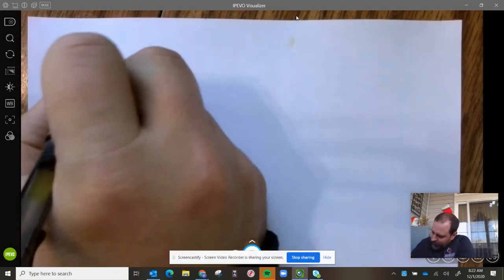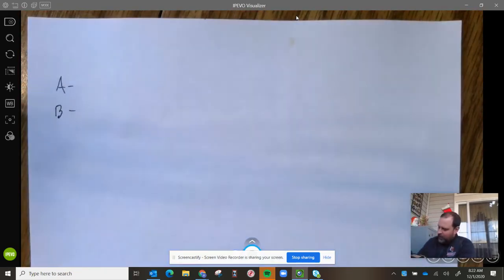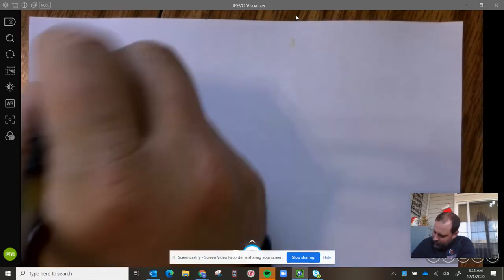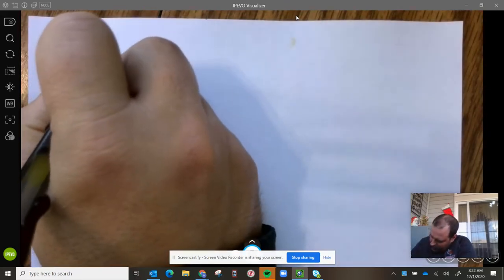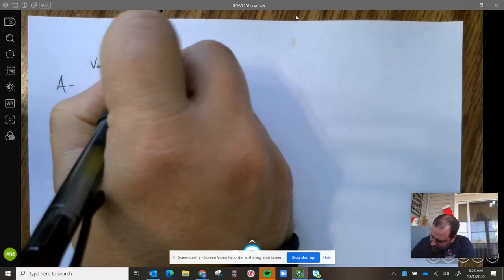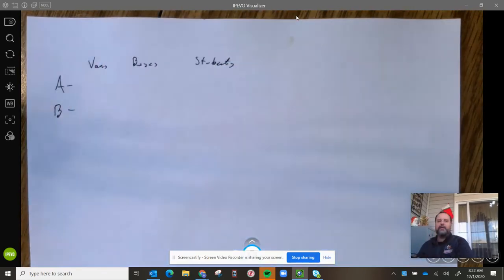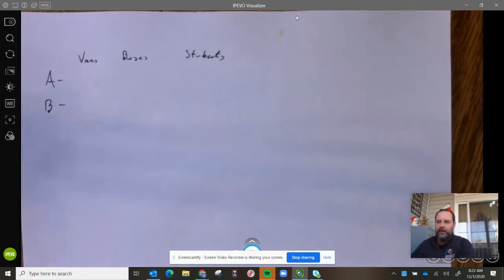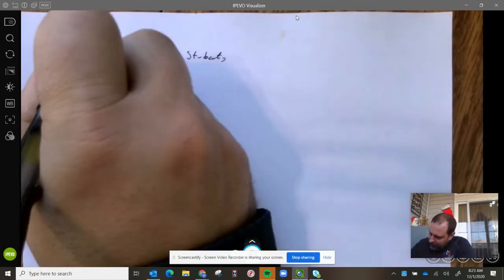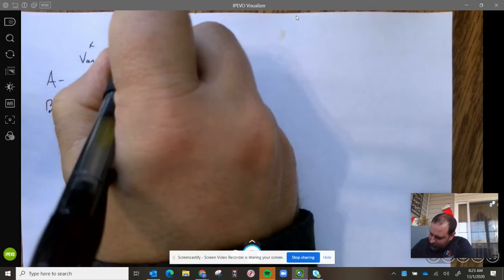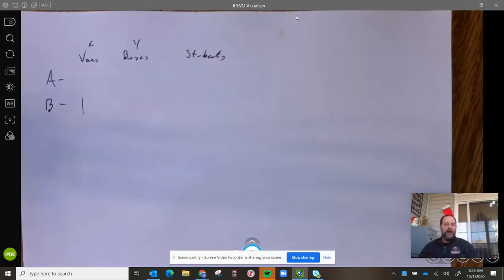The two things we had, though, sorry, my pen is not screwed in all the way. We had vans, buses, and students. So it helps to just label each of those as we go along. And my vans is going to be X, my buses is going to be Y. So this way I know and I can go back and say, all right, that's what I'm labeling them.